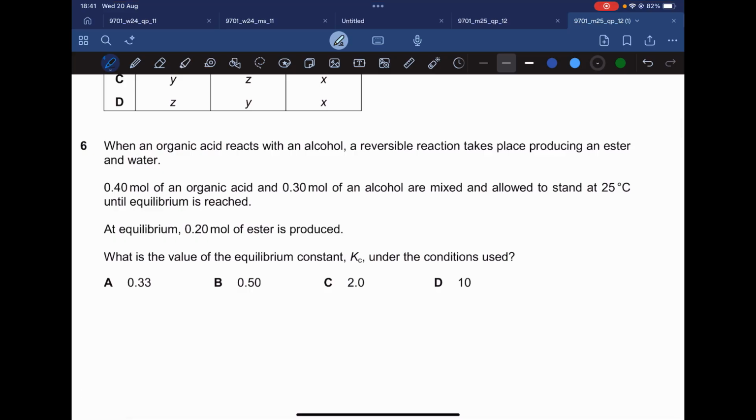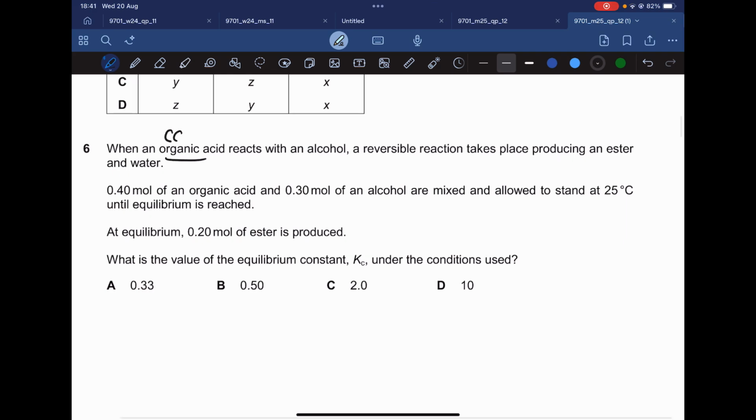When an organic acid is reacted with alcohol, a reversible reaction produces an ester. Okay, you should know this. This is your carboxylic acid. Okay, 0.4 moles of organic acid and 0.3 moles of an alcohol are mixed and allowed to stand at 25 degrees Celsius until an equilibrium is reached. At equilibrium, 0.20 moles of ester is produced.